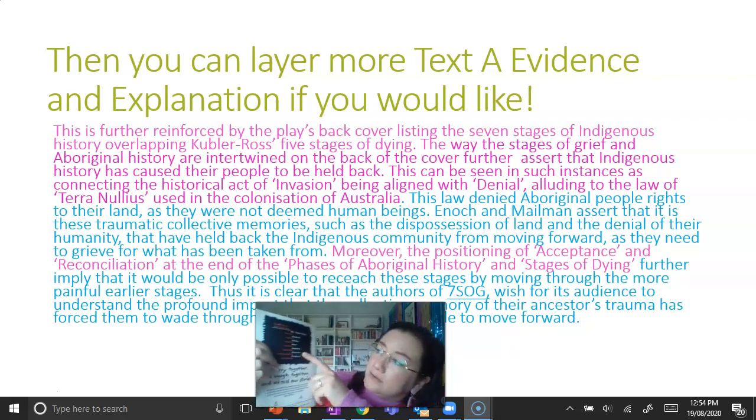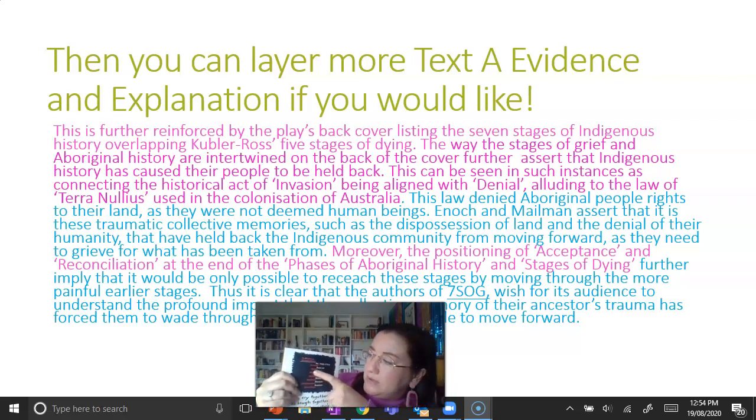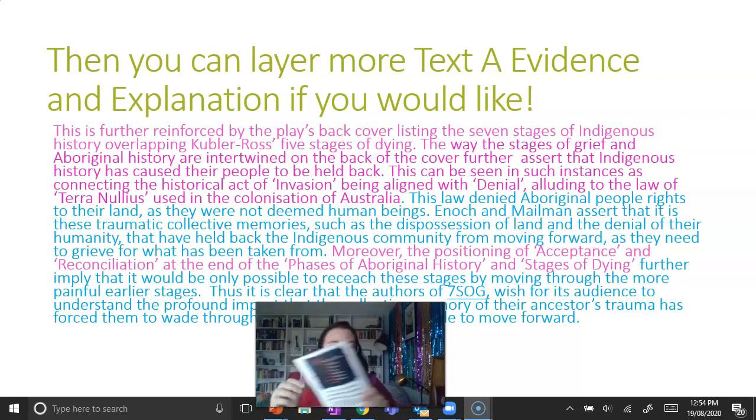So I don't know whether you can see that, but where you've got invasion, denial is kind of like overlapped with it, and so that's what I'm talking about, and saying like that that's done deliberately to kind of allude to the idea of invasion was a denial of Aboriginal people's existence.